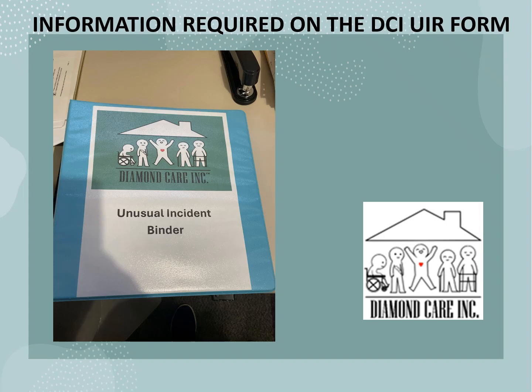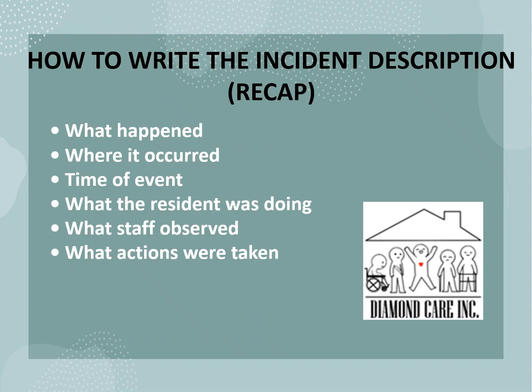And so this binder should be in that little corner part of the office in the 100 administrative area. If you're not sure where it's at, just ask and someone will be happy to point you to the binder. So let's recap this form. What happened, where it occurred, what time, what the resident was doing, what the staff observed, and what actions were taken, okay, along with resident name, date, all that fun stuff.